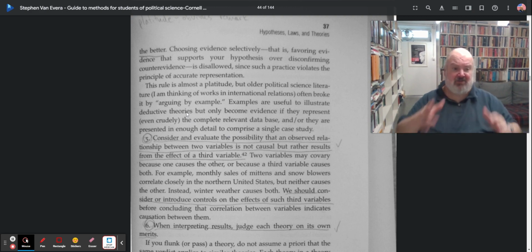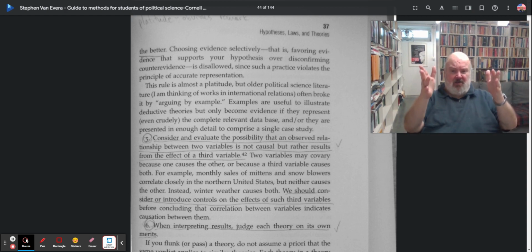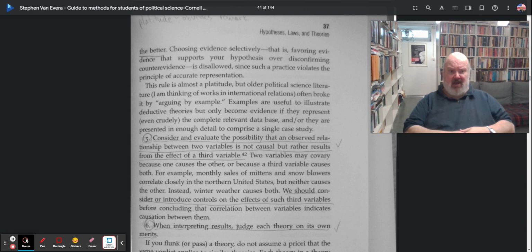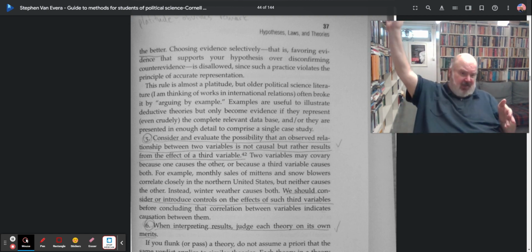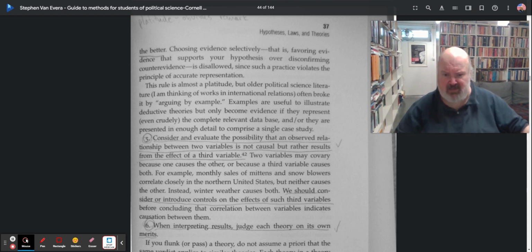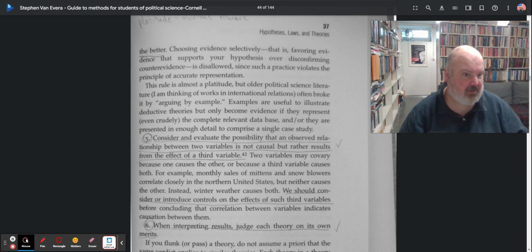So again, arguing by example. An example has to be what? It's not sufficient. It is a single case. A single case does not prove the general case, so it's invalid regarding large N studies. One case cannot make a general rule, right? You cannot generalize from an N of one, okay?